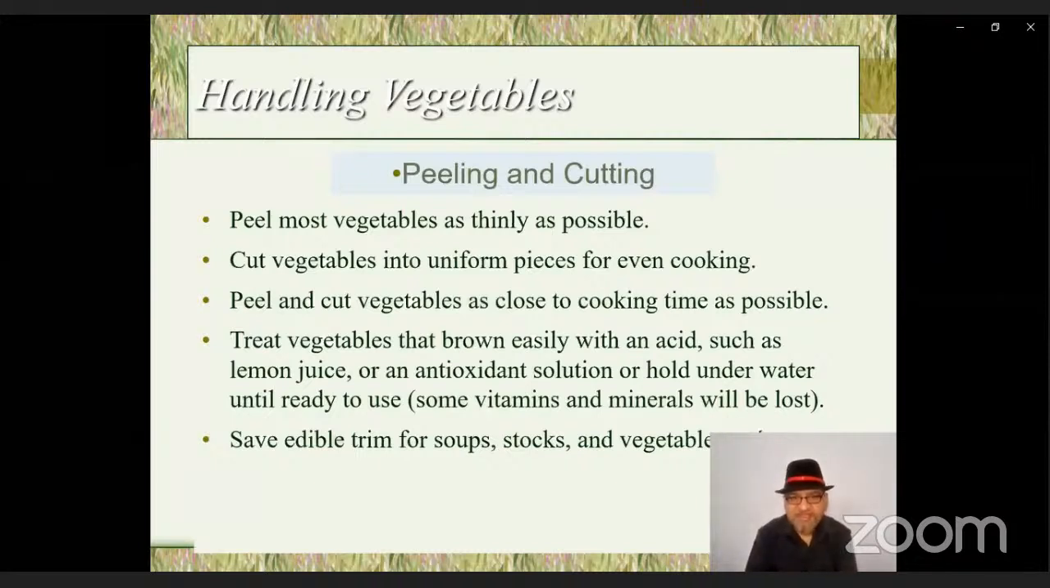Treat vegetables that brown easily with an acid such as lemon juice or an antioxidant solution, or hold underwater until ready to use. Some vitamins and minerals may be lost. Save edible trim for soups, stocks, and vegetable gravies.